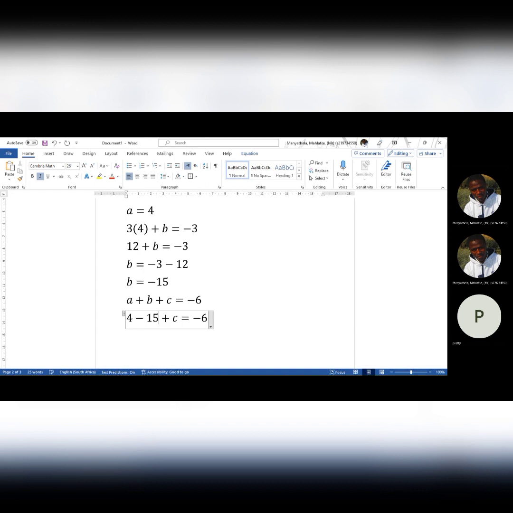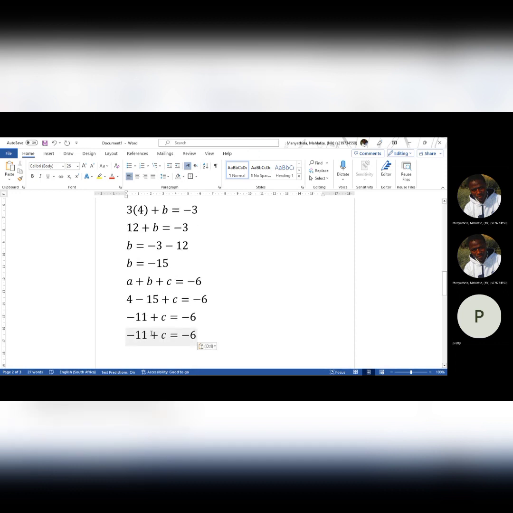So 4 minus 15 is what? 4 minus 15 is negative 11. So negative 11 plus c equal to negative 6. We are going to add 11 on both sides.